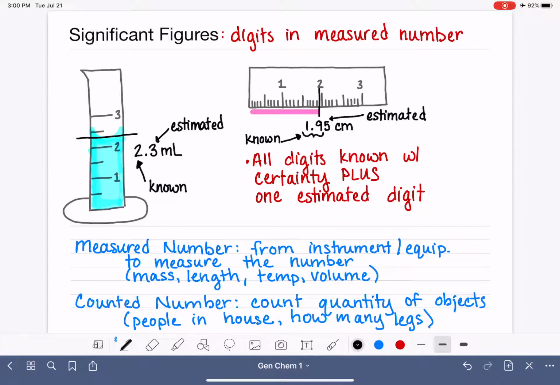And so hopefully that clears up for you what the significant figures in a measured number represent. The last digit of a measured number is always an estimated number, and all of the other digits are always known numbers, but all of them are always significant figures.